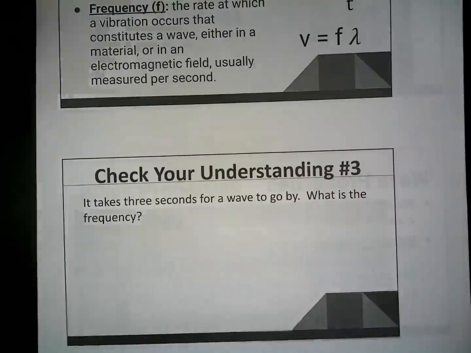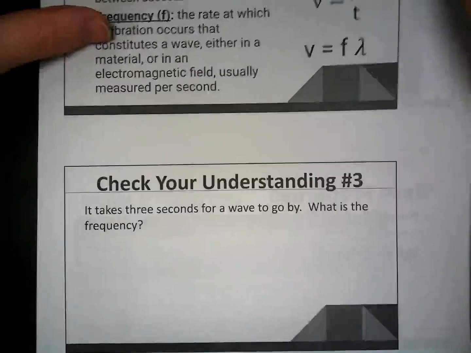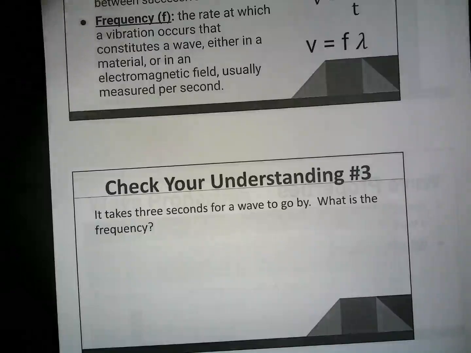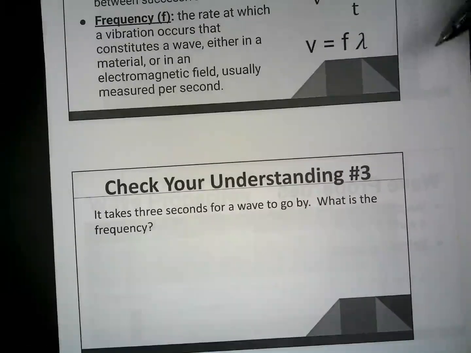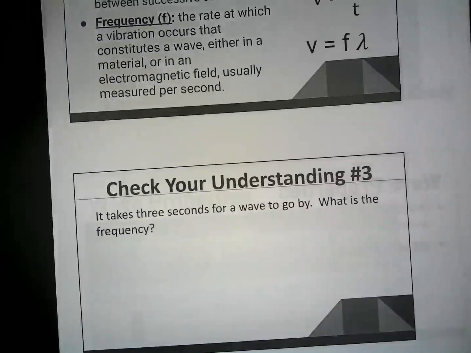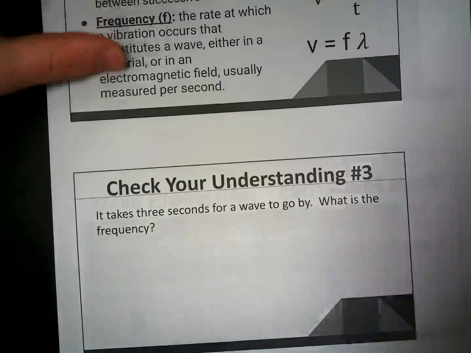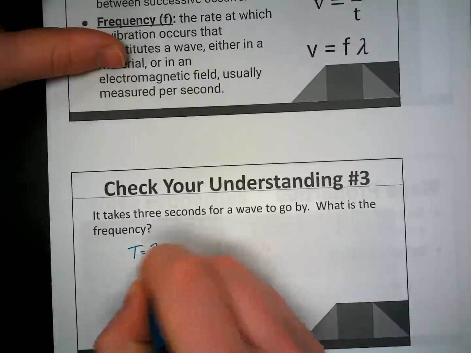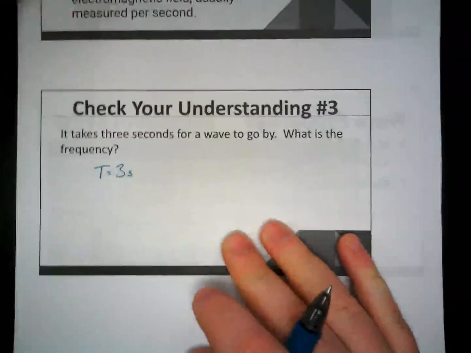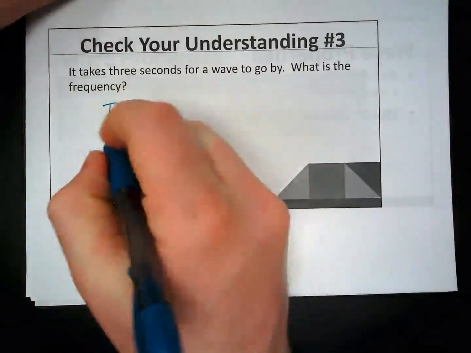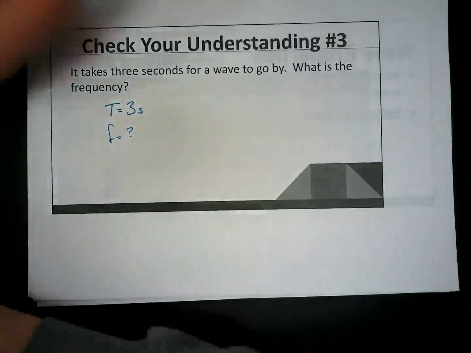It says that it takes 3 seconds for a wave to go by. What's the frequency? So remember, period is how long it takes for something to complete a particular task. Okay? So in this case, it's saying that it took 3 seconds for one wave to pass by a particular position. Okay? So we'd say here that our period is equal to 3 seconds. But the question is asking, what's the frequency? We need to know what the frequency is.